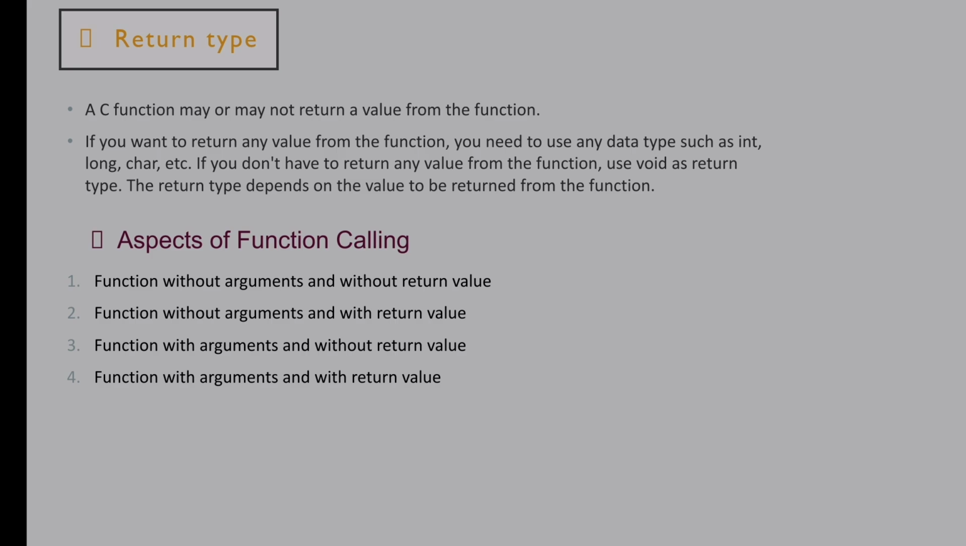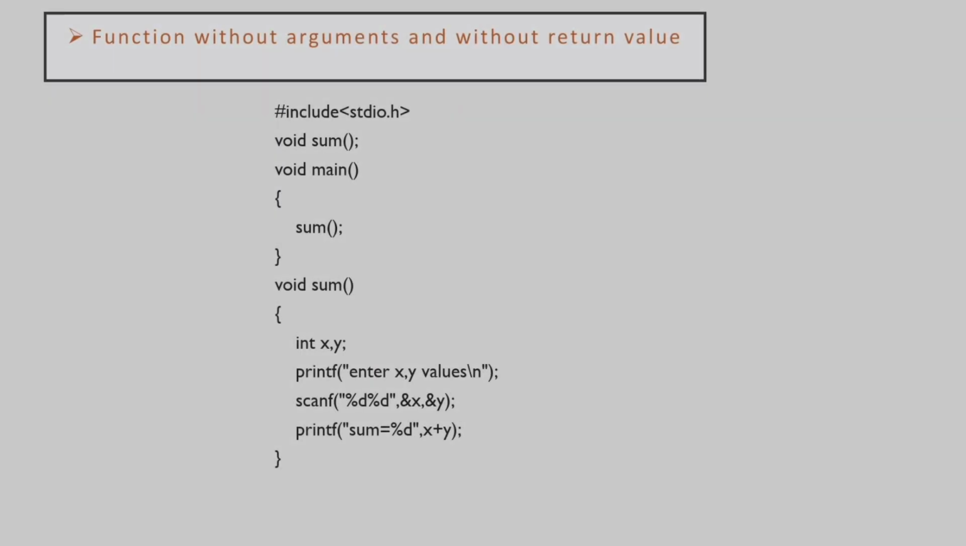Aspects of function calling. There are four types: function with argument and with return value, function without arguments and with return value, function with arguments without return value, and function without arguments and without return value. Now we'll see an example program on function without argument and without return value.